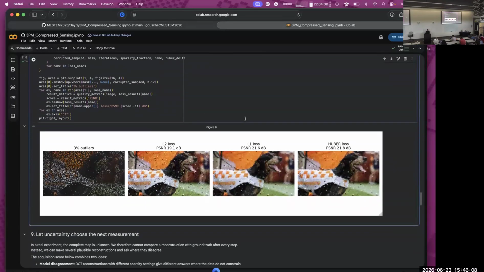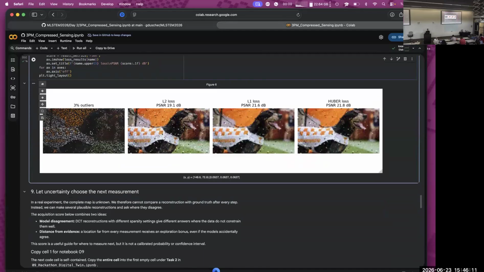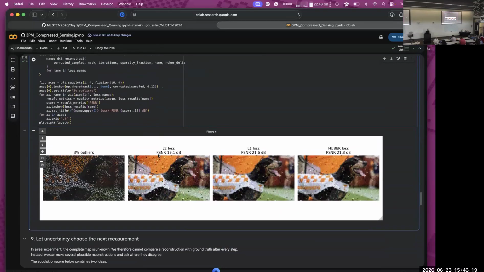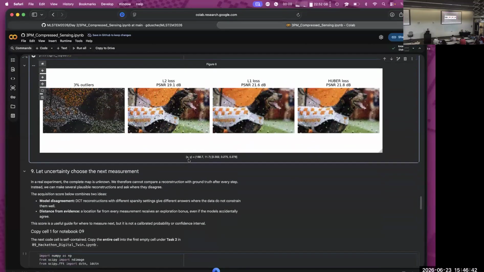And here we can visualize that a little bit. We've added some random noise to the image, and you can see the L2 loss, 19.1. This is peak signal to noise ratio, which is the type of measurement of goodness of reconstruction that's typically used in image reconstruction like this. It's essentially a normalized mean square error measurement. Okay, so all the losses perform pretty evenly, all about 20 decibels when you inject 3% outliers.